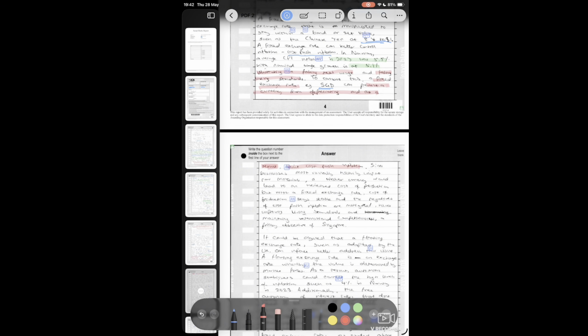it can limit cost-push inflation. Since businesses most usually heavily import raw materials, I'm using real-world knowledge to back this, a weaker currency would lead to an increased cost of production. But with a fixed exchange rate, linking back to what the question is actually asking me, cost of production stays stable and the negatives of cost-push inflation are mitigated. I'm literally talking to the examiner right now. I'm telling him this is the chain of analysis. This is what's going to happen. Hence, as a result, it improves living standards and maintaining international competitiveness.